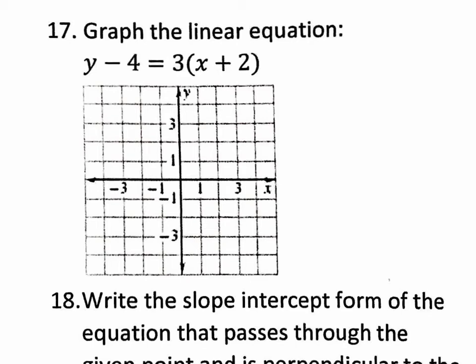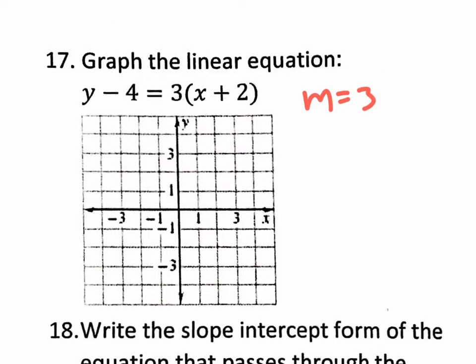So number 17, you might get a little confused here because the first instinct is probably to get the y by itself and get it in slope-intercept form to graph it. But if you do that, it's not going to fit on this graph, right? So you want to think of it in terms of point-slope form. So the slope is obviously 3.